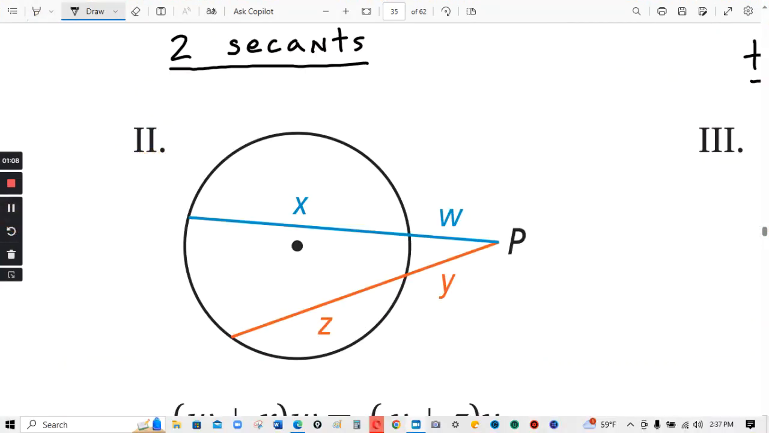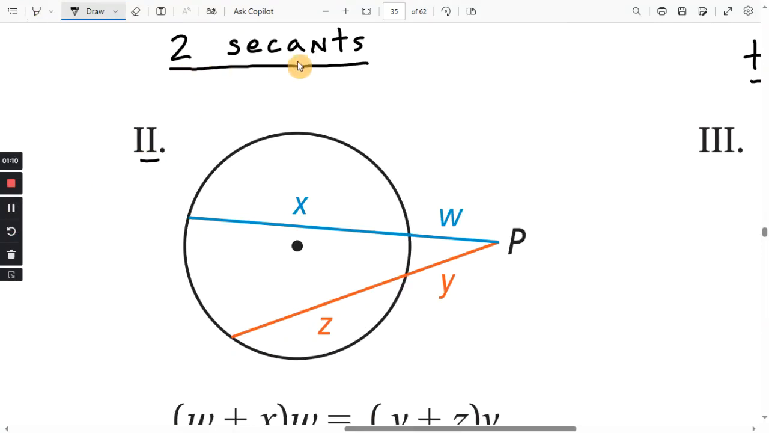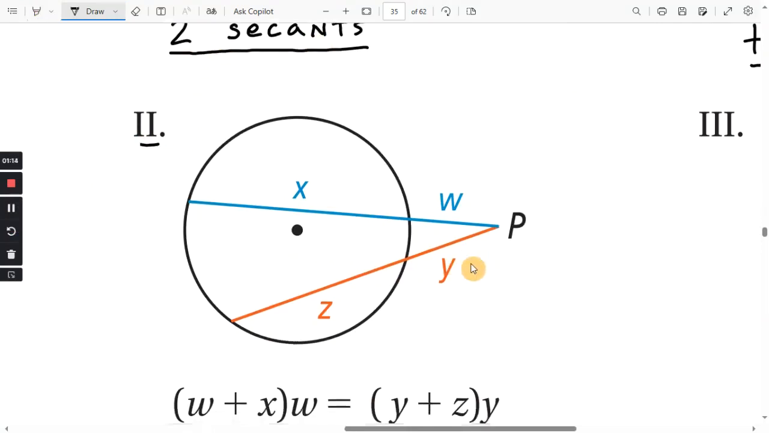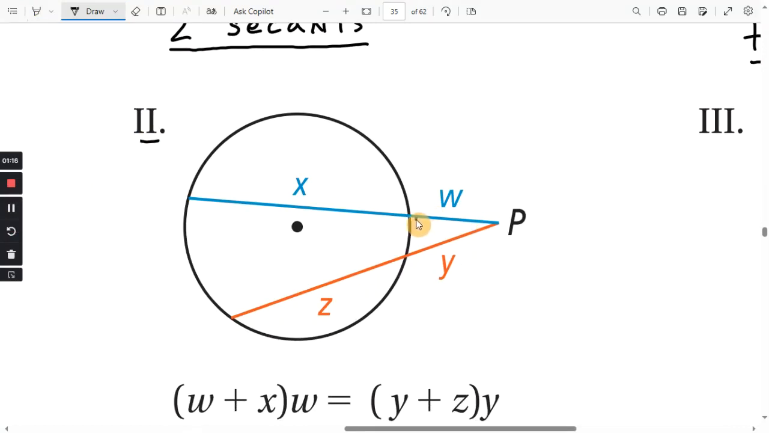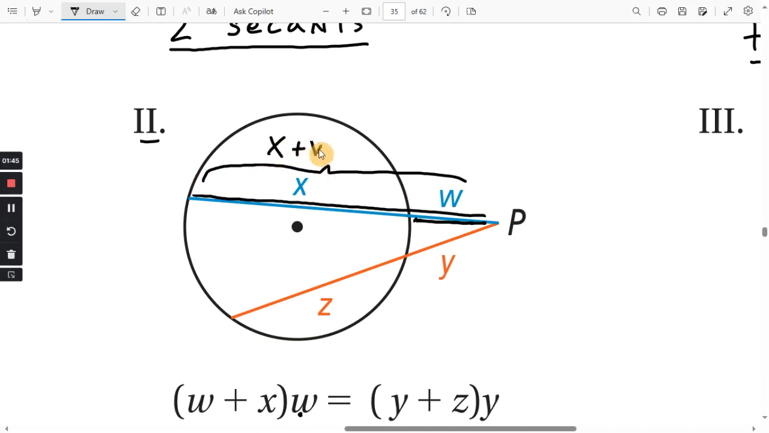Case number 2 is when you have two secants, two secant segments. And what you're going to do is take the external segment, which is W, and multiply that by the entire segment here, which is going to be X plus W. Okay, so the external segment is W, and that's going to be times the whole thing here, which is X plus W. All right, so that's what they did right here.